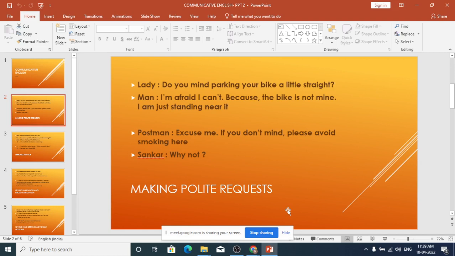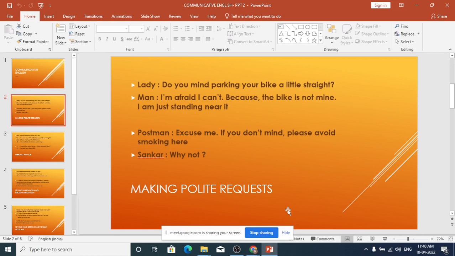For example, one lady says, "Do you mind parking your bike a little straight?" It is a parking slot where one person came and parked the bike. It is not straight, it is actually angled. So the lady is asking, do you mind parking your bike a little straight? Why does that sentence structure start with do you mind? If she says, you park your bike a little straight, then that man may or may not do it, because that looks like a command. Am I correct? Yes, sir. But we have to request.